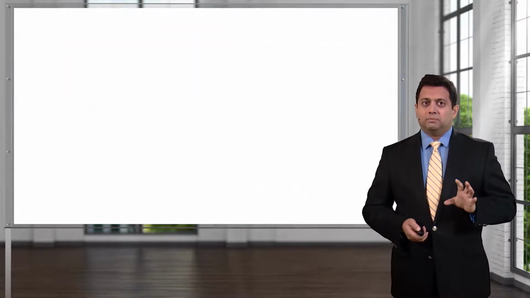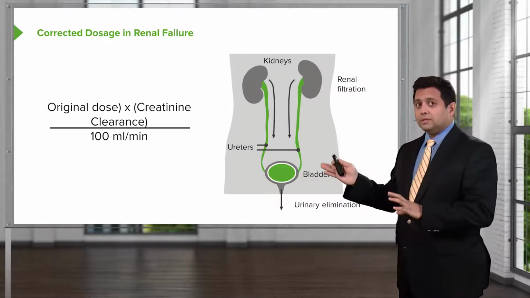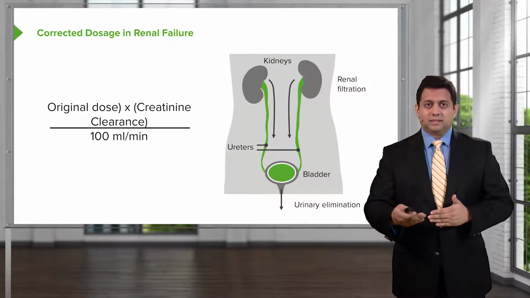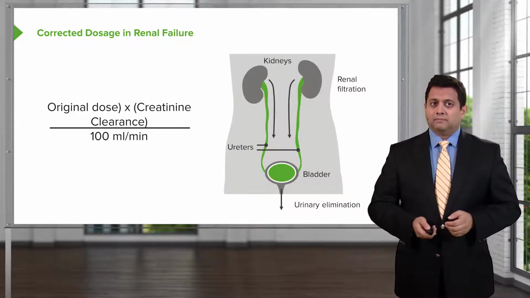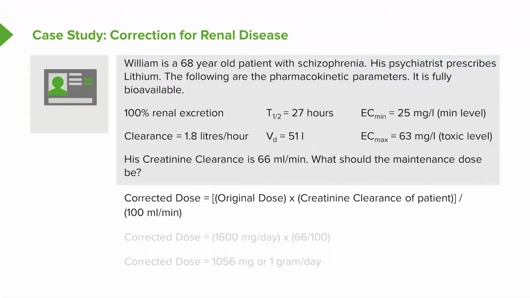Now let's move on to a patient who has renal failure. You're going to take that original dose, multiply it by the creatinine clearance, and divide it by 100. So let's plug in the numbers again. The corrected dose is the original dose times the creatinine clearance divided by 100. The original dose was 1,600. We're multiplying it by the creatinine clearance, which was 66, divided by 100. So your corrected dose is 1,056 milligrams, or about a gram a day.